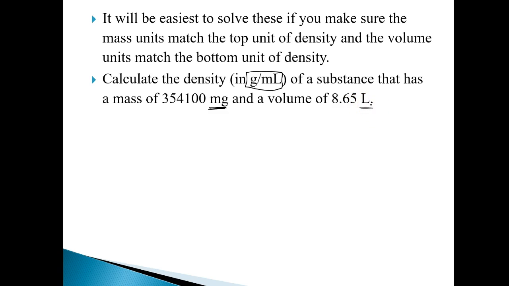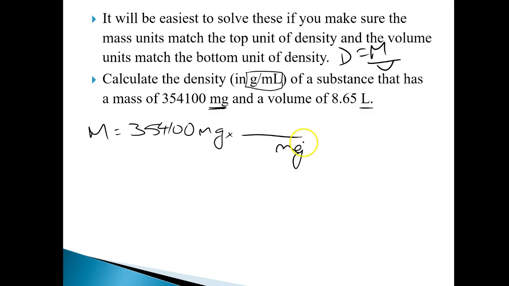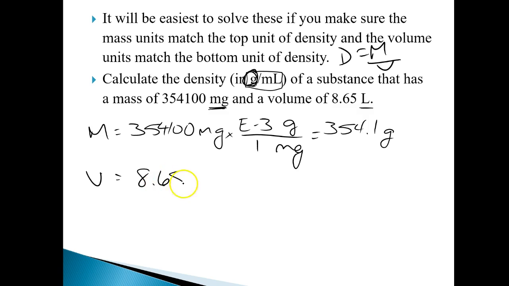So before I solve this problem, before I do D equals M over V, the first thing I'm going to do is take that mass, 354,100 milligrams. I'm going to do a conversion like we did before, and make sure it matches the top unit of density. 1 milligram, e to the negative 3. So 354.1 grams. Volume, 8.65 liters.